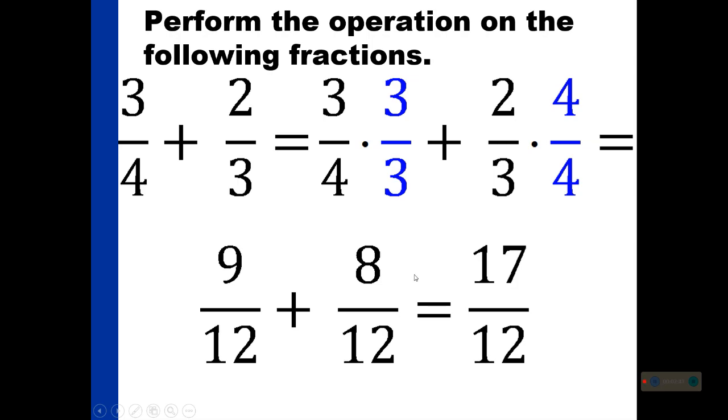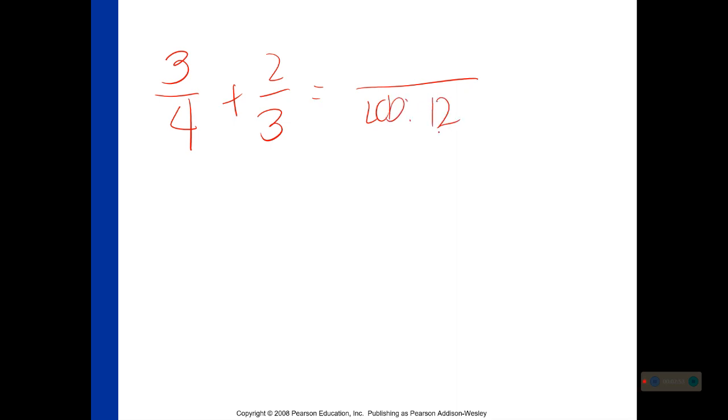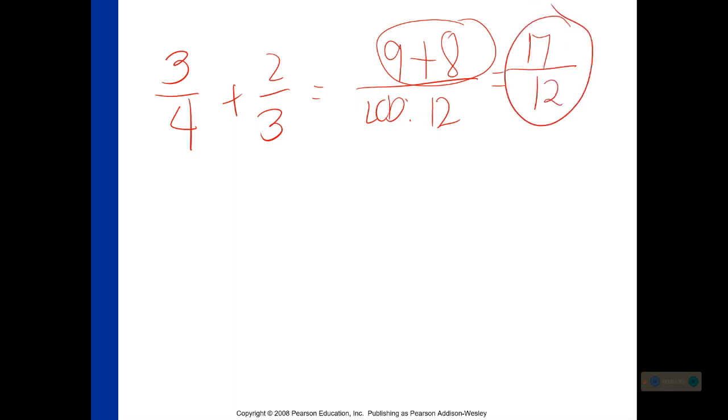Or again, if you are going to have another method, we have here 3 over 4 plus 2 over 3. So again, find the LCD. So our LCD here is 12. So 12 divided by 4 is 3 times 3 is 9 plus 12 divided by 3 is 4 times 2 is 8. And then we have here to add. So 9 plus 8 is 17. So copy the denominator. So we have 17 over 12.